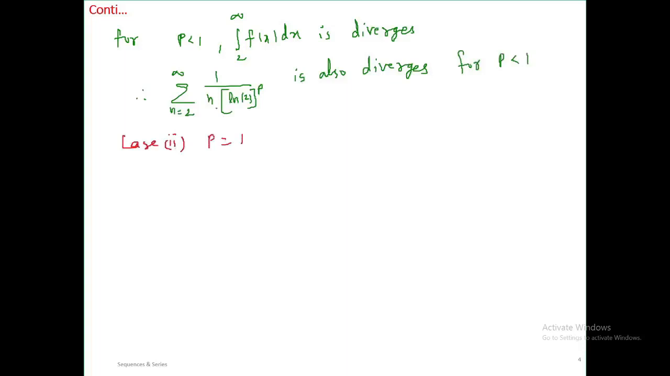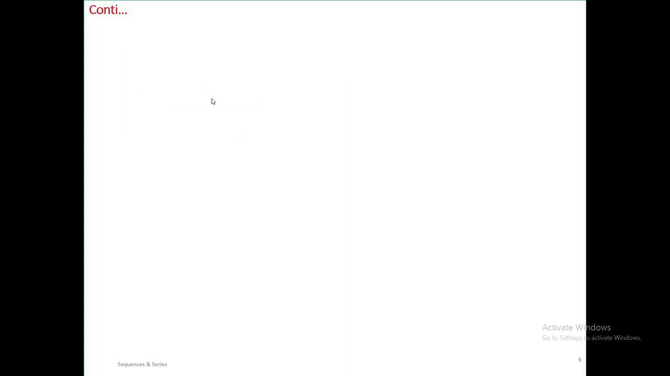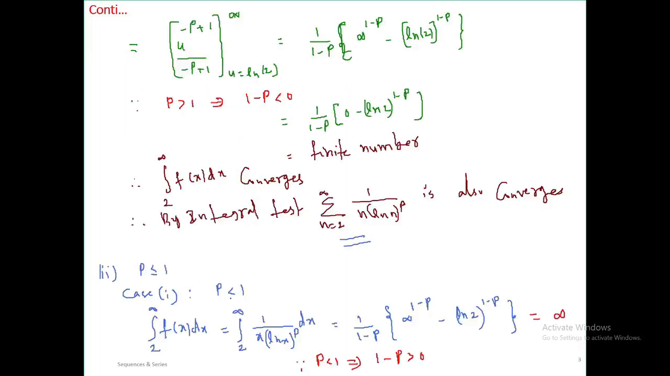Why have I not done p equal to 1 here itself? If I write p less than or equal to 1, what happens? The equal to case I need to prove. So let us substitute 1 instead of p.